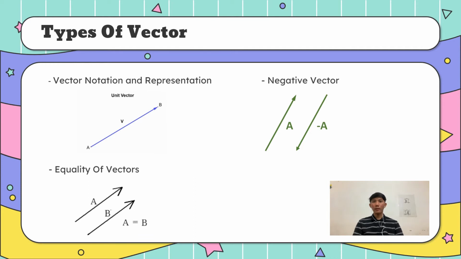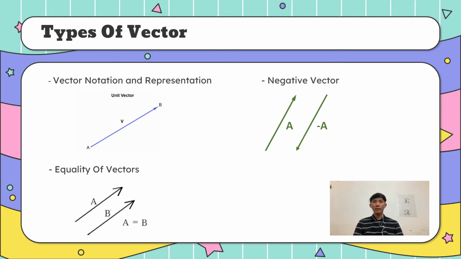Now I will explain about basic vector definition. First, vector notation and representation. A vector is represented by a directed line segment. The arrow shows the direction of the vector. The length indicates its magnitude. Symbol of vector is AB, AB, or A. Vectors can be represented as xi plus yj plus zk.